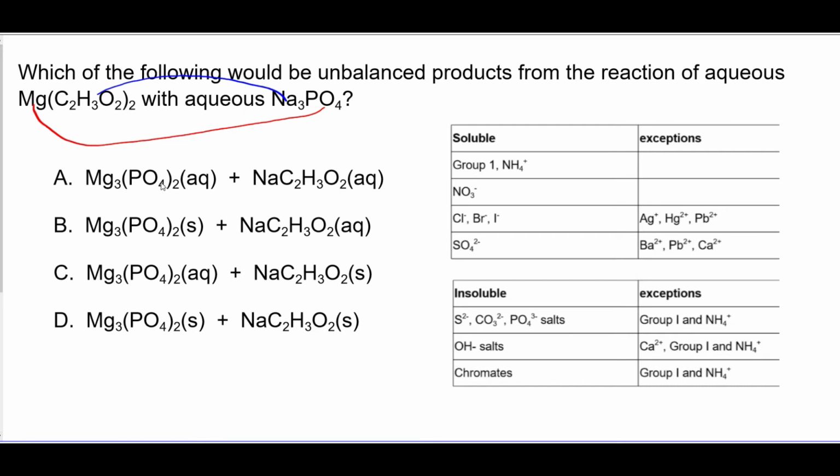So first of all, we have the same formulas, so we know the formulas are correct, and we need to look at the states. So magnesium phosphate, well, we know phosphates are going to be solids. That means we can eliminate anything that has magnesium phosphate that's aqueous. We can eliminate A and C. Now we need to look at sodium acetate. Well, sodium is a group 1, so it has to be soluble. That means it's going to be aqueous, and we can eliminate D and have B as our answer.